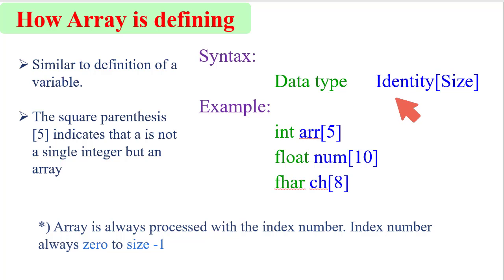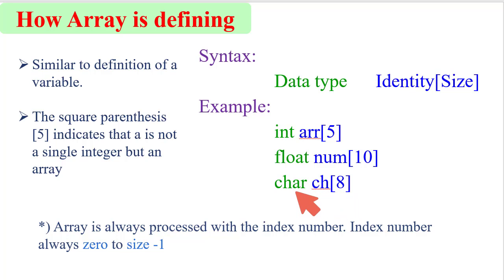So for definition, the array must have a name. Inside the square brackets, we must identify the size of the array, and before this name, we must indicate the data type. For example, int arr[5]. arr is the name of the array, 5 indicates the size of the array, and int indicates integer type of data. Say float num[10]. num is the name of the array having 10 elements and the data are float type. char ch[8]. ch is the name of the array having 8 elements and the data inside this char variable is character type data.